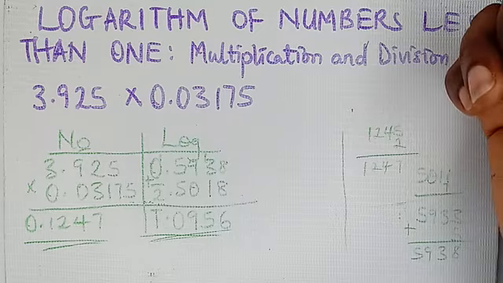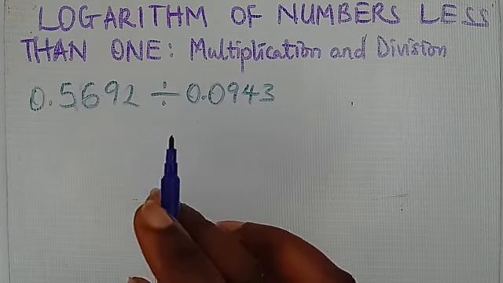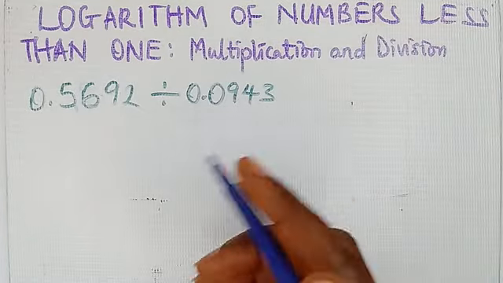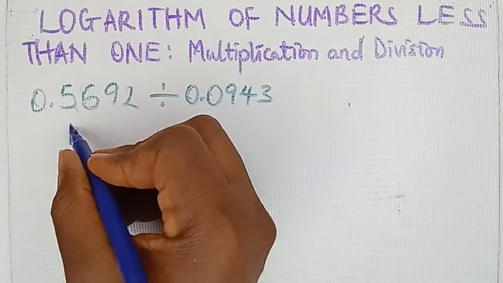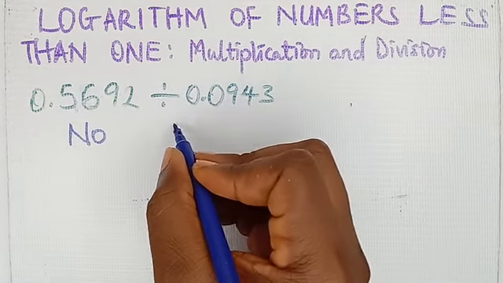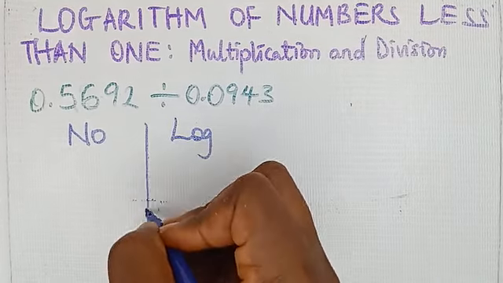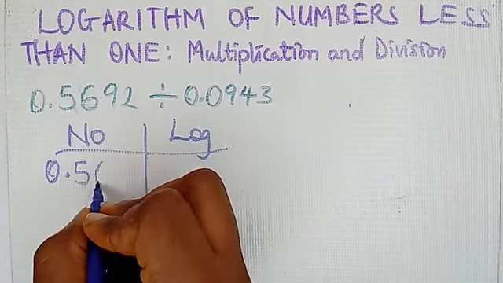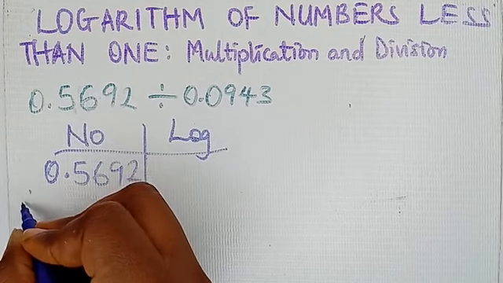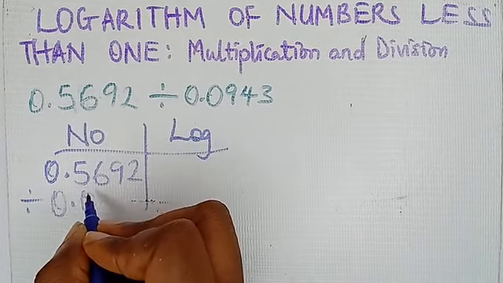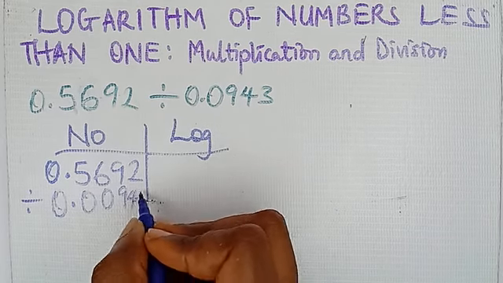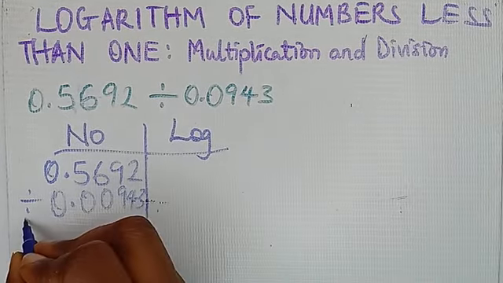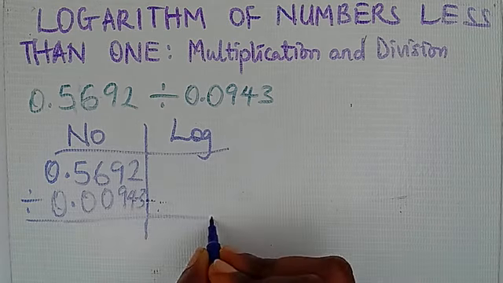So now let's look at division. Here we have division of numbers. We can see both of them are less than 1. The first thing we do is set them up, number and its logarithm. The number we have is 0.5692 divided by 0.00943.